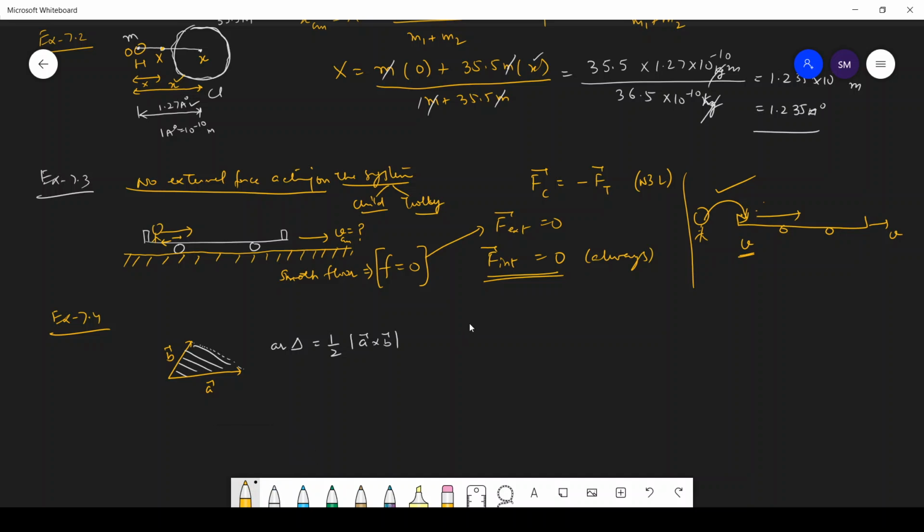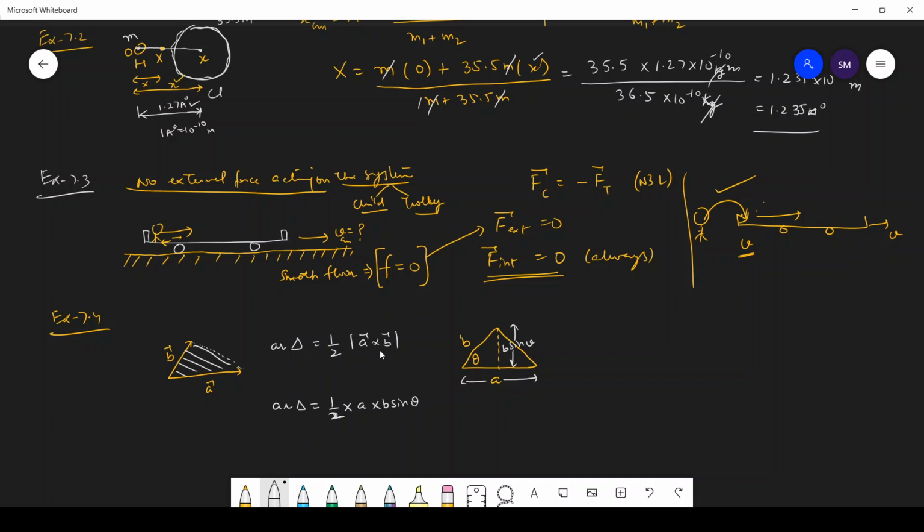So this is our triangle. This length is A, this length is B. So what will be the area of the triangle? That's half into base into height. If this is theta, how much will be the height? The height is B sine theta, right? And the base is A. So let us start from the LHS. So area of the triangle is equal to half into base, which is A, into height, which is B sine theta.